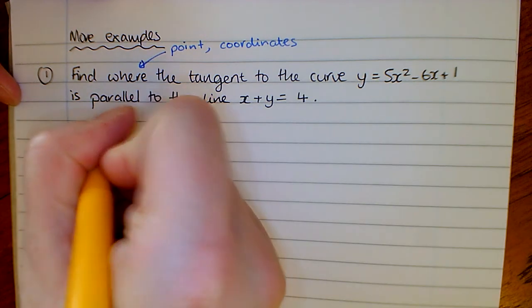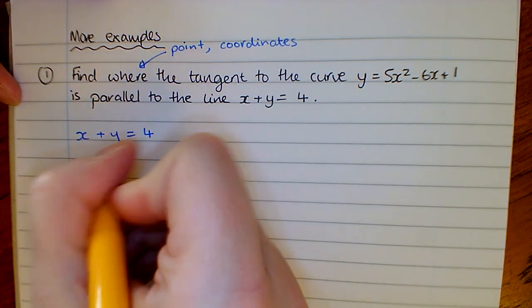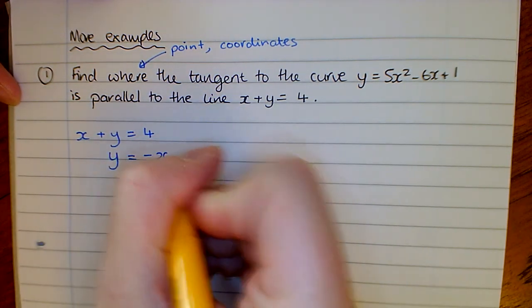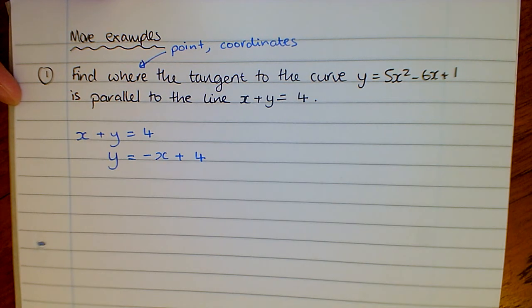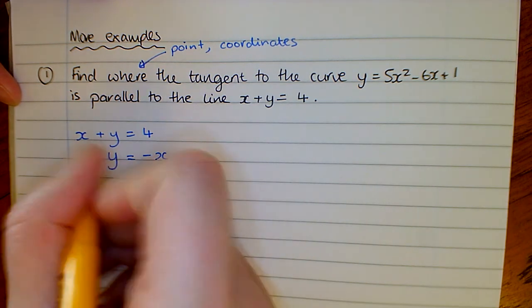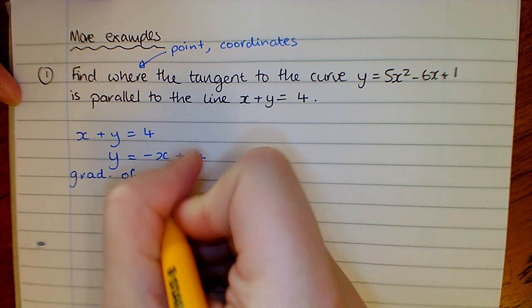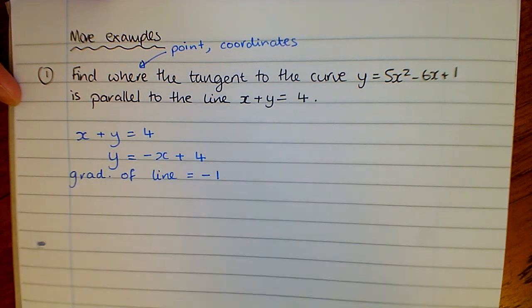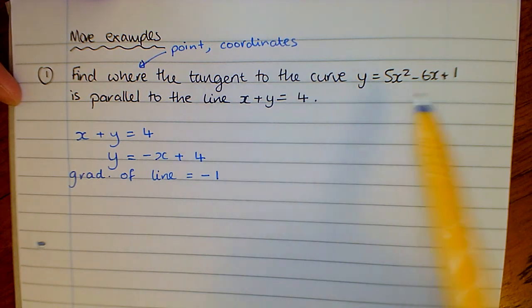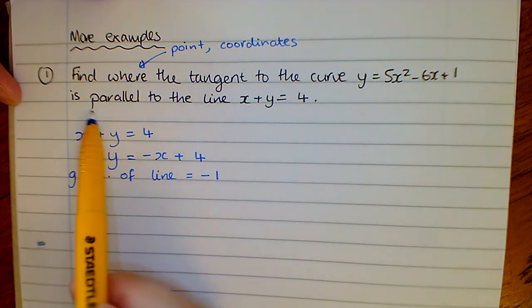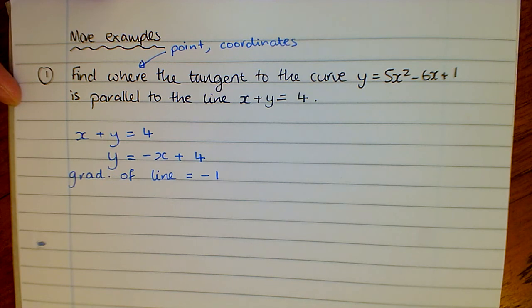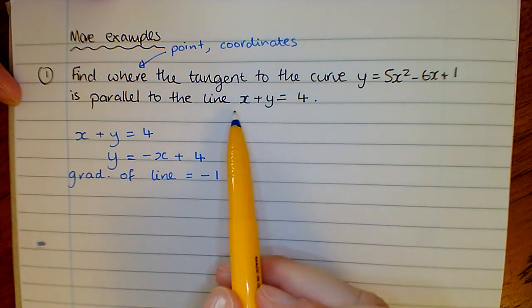So it's parallel to this line. So let's look at this line, x plus y equals 4, and let's rearrange it into our form y equals mx plus c. So we can see that the gradient of the line is minus 1. So we want to find where the gradient of the tangent is also minus 1. Remember, parallel means that they have the same gradient.